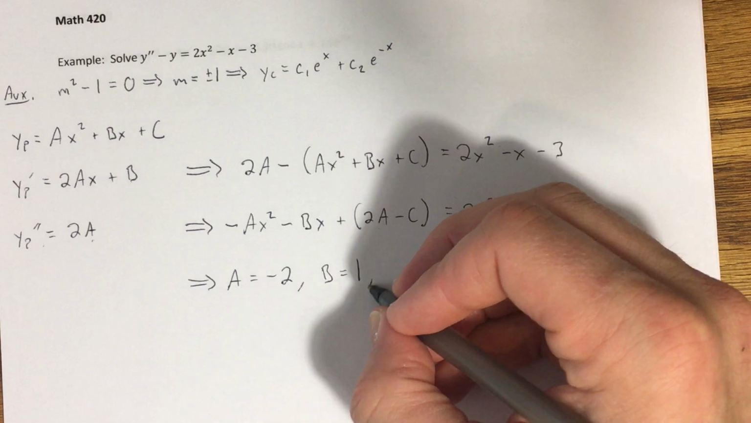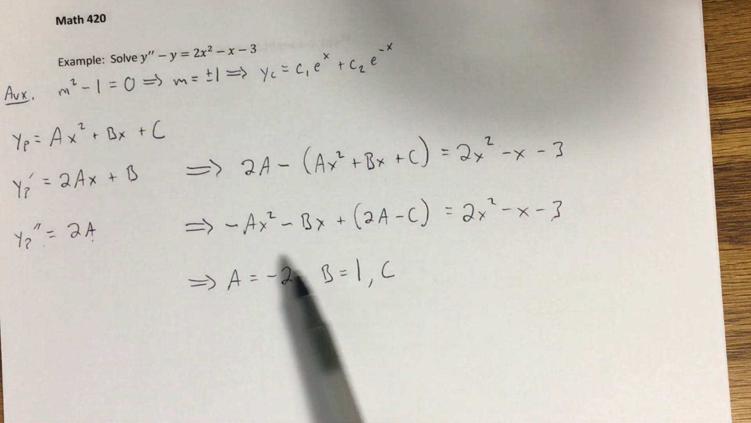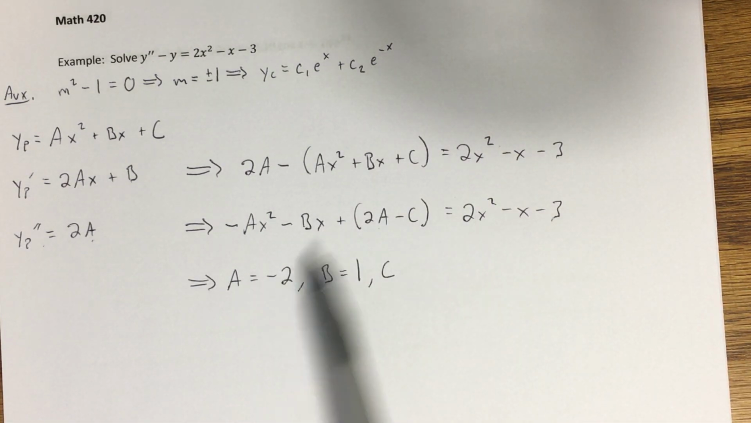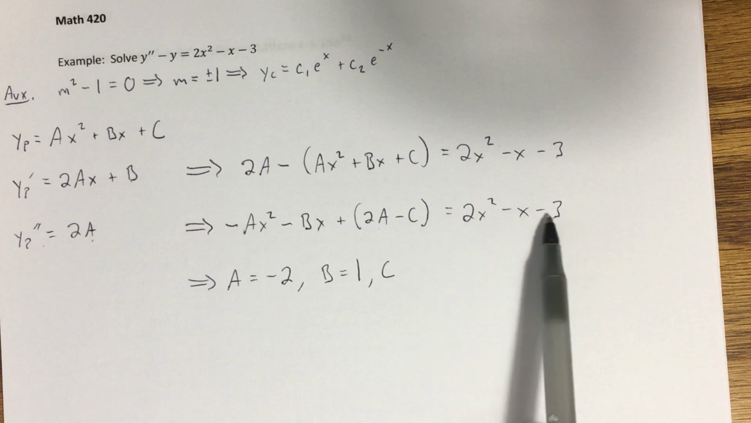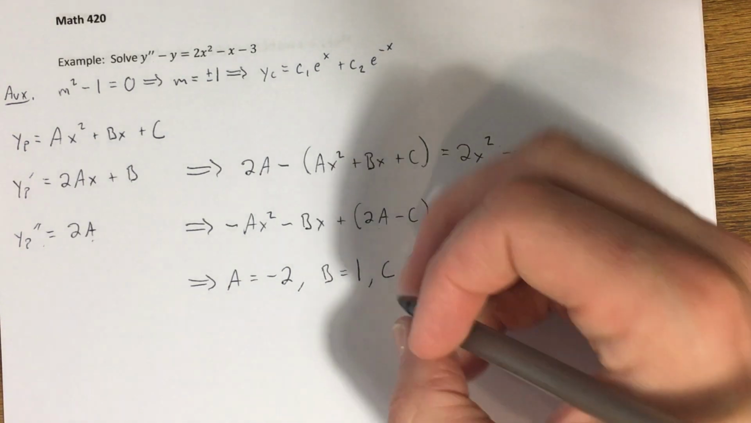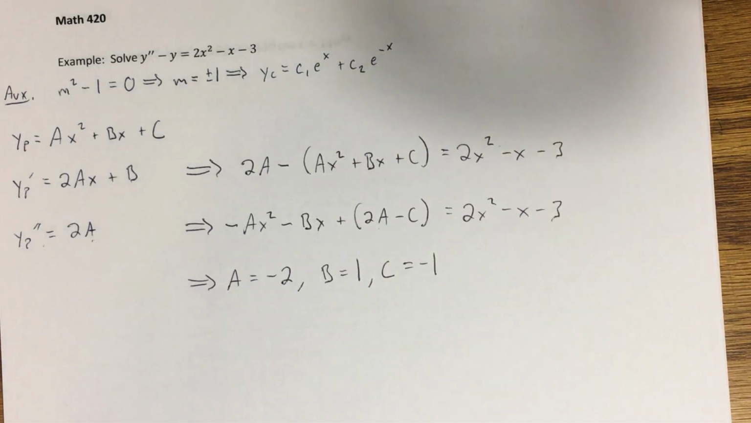Okay? What can we say about c? Well, we already know a. We said that a was equal to negative 2. So plugging that in here, 2 times negative 2 is negative 4. Negative 4 minus c equals negative 3, which implies that c equals negative 1.